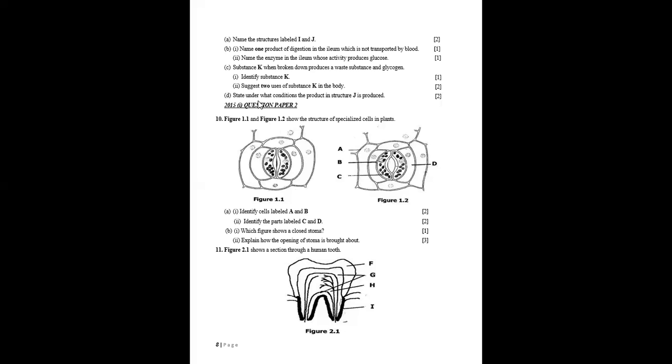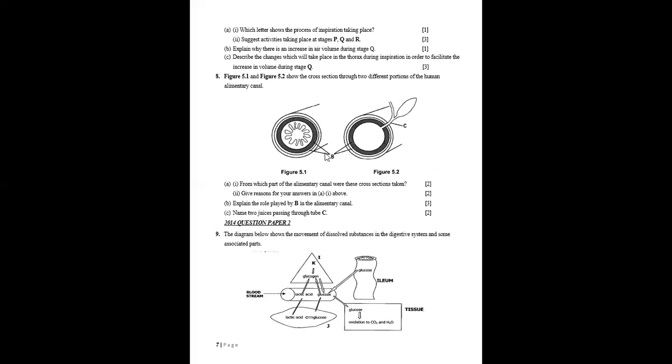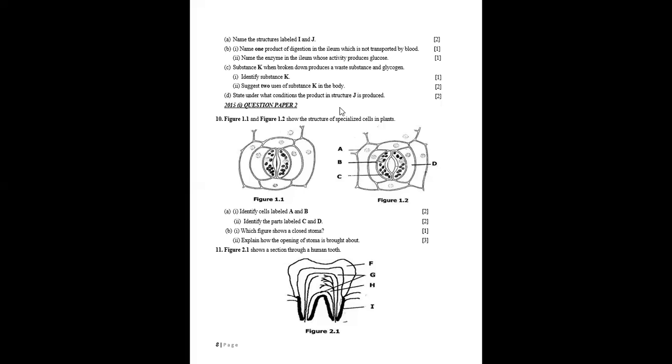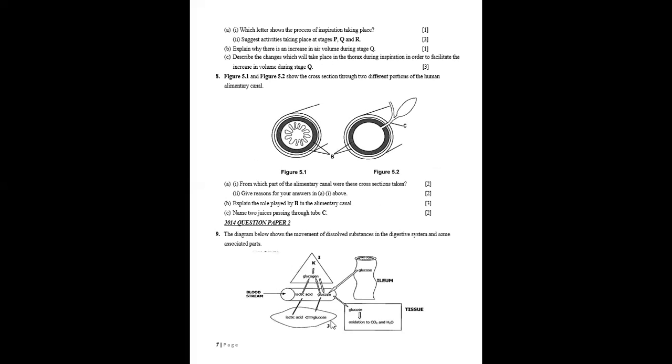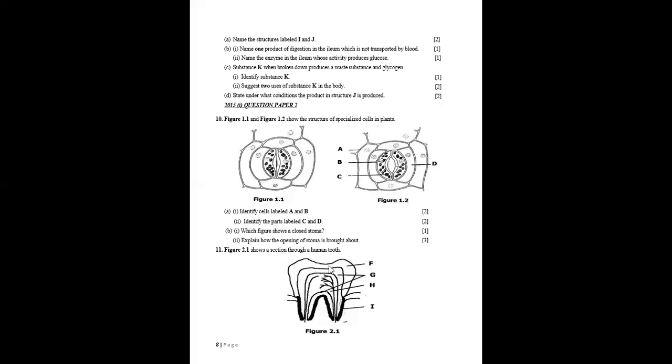State under what conditions the product in structure J is produced. It is produced when there is not enough oxygen in the body due to exercise, like running. Yes, lactic acid is produced during strenuous exercise.